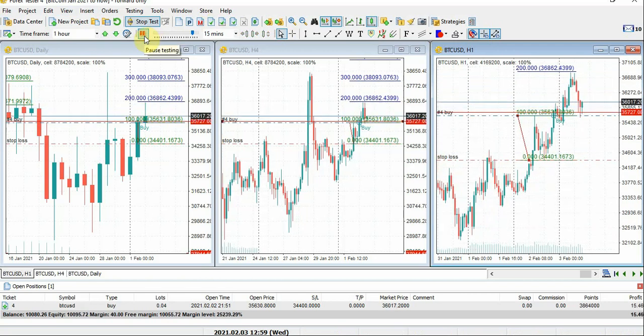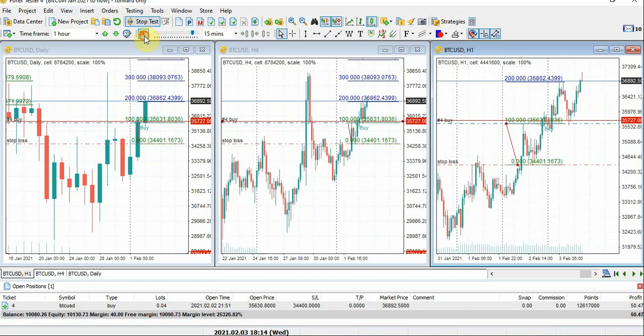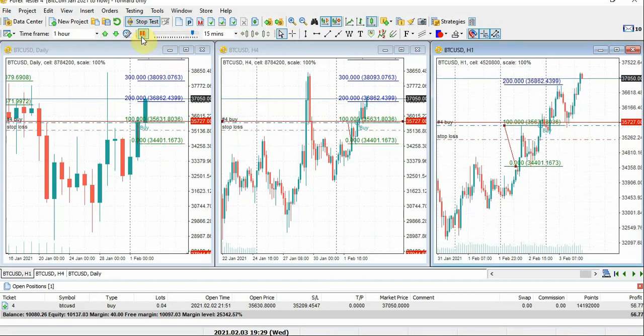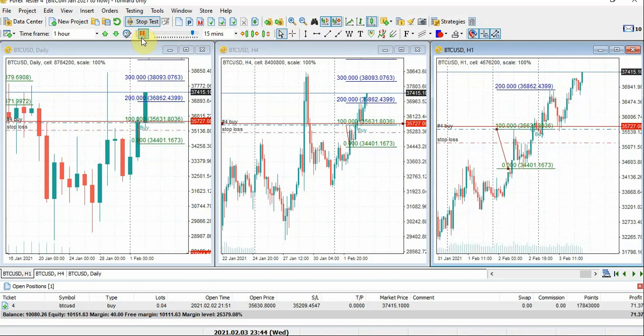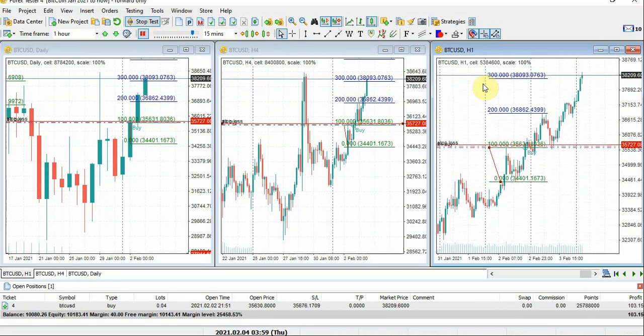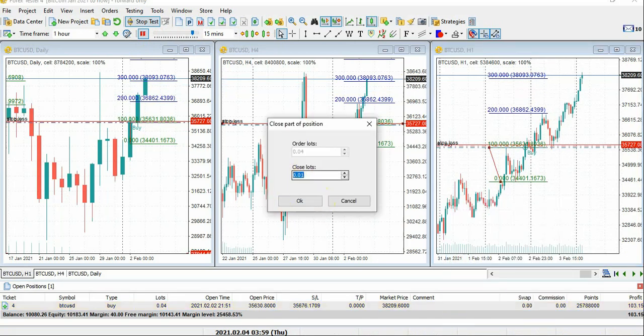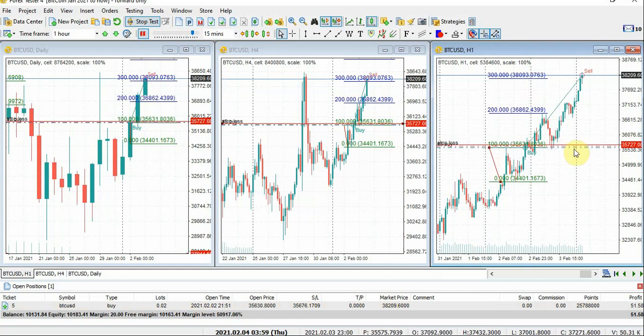Okay, we almost reached 1R. Okay, we reached 1R. I'm going to significantly reduce risk. Okay, printing higher highs. I can now trail to par. We hit 2R, so I can actually scale out of this trade now. Close part. 0.02. Trail stop to here.